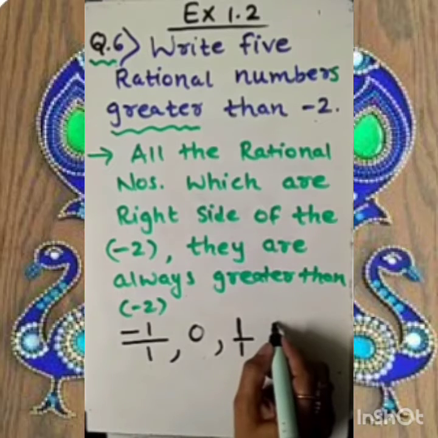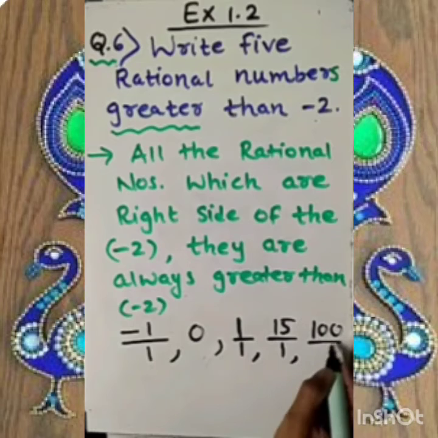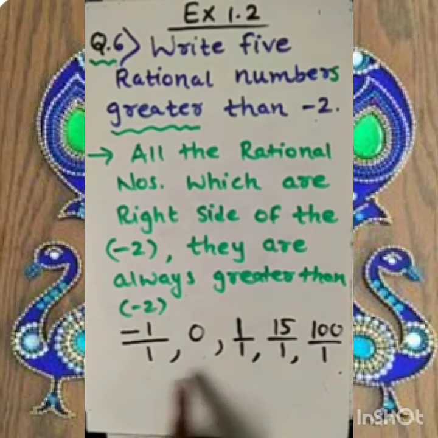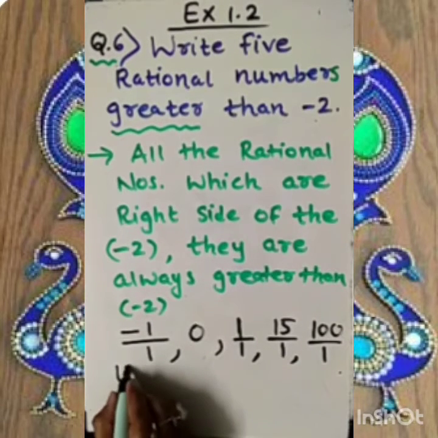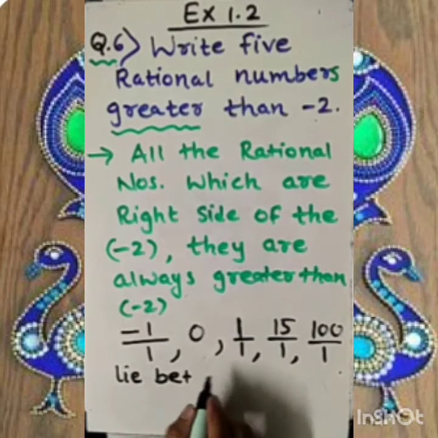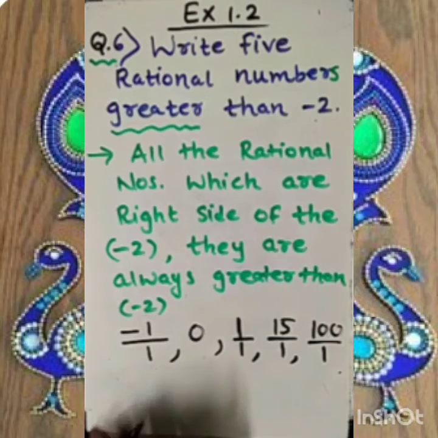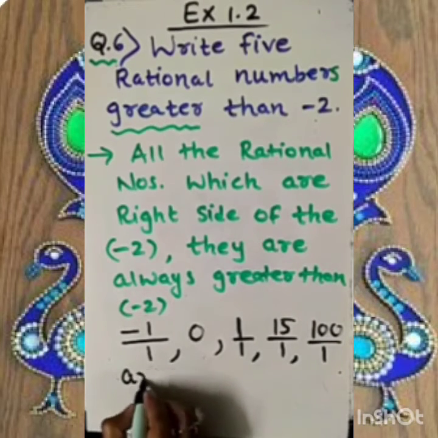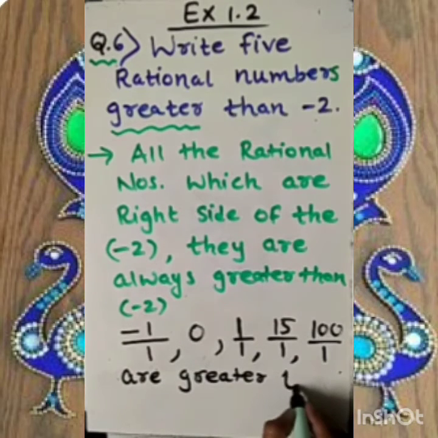I need to move it to 15 by 1. Then also if I want to go with 100 by 1, then all these numbers, if we are mentioning all the integers, positive integers, they are also part of rational numbers. So these 5 numbers are always greater than minus 2, which is quite easy.